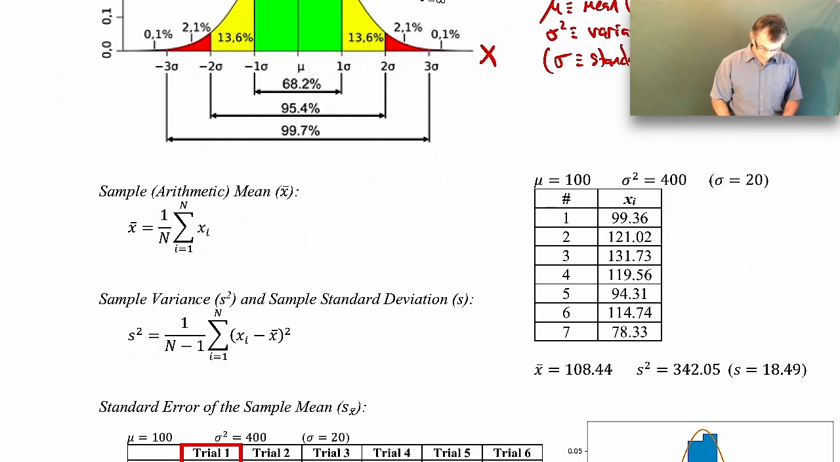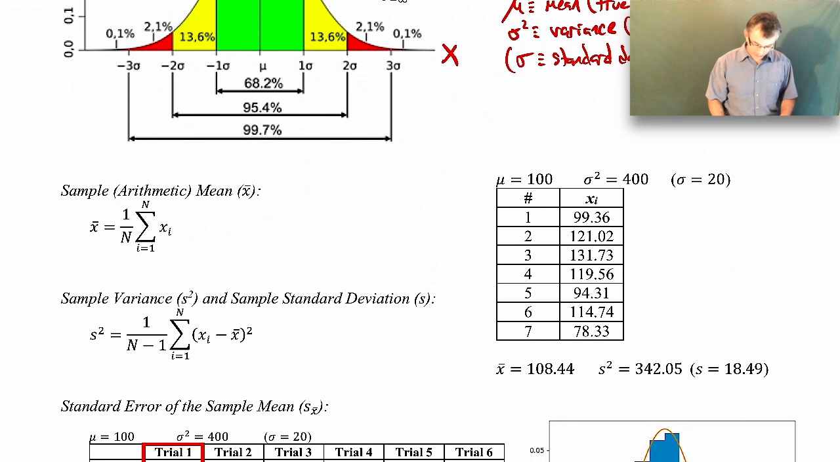Okay. So let me give you an example here. Let's say we take 7 measurements. So here are our 7 measurements, and they are given by these values. We measure the first time, we get a measurement of 99.36. We measure the second time, it's 121.02, and so on and so forth. So this is our multiple sample experiment. We run it 7 times and we get these 7 measurements.